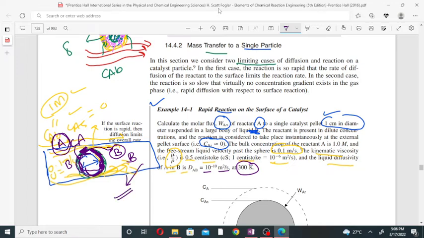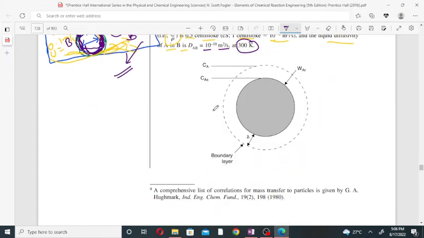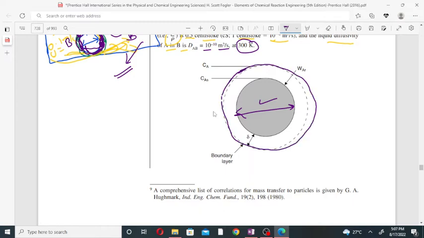Now this is the diagram. This is the catalyst particle. The diameter is given to us as 1 centimeter, and this is the hydrodynamic boundary layer around the catalyst particle. This is the thickness of the hydrodynamic boundary layer, which is given to us.